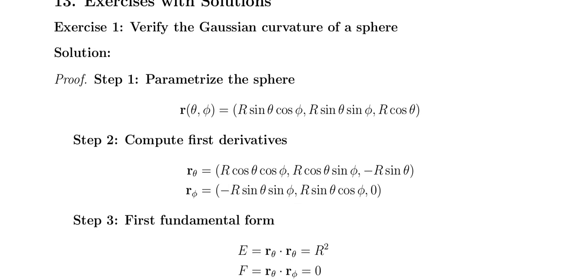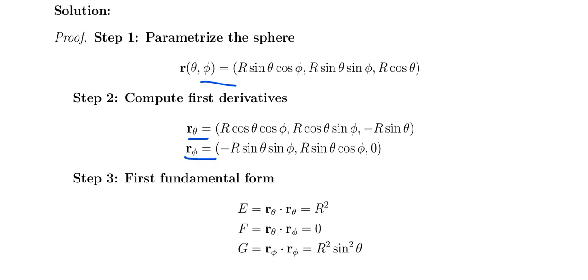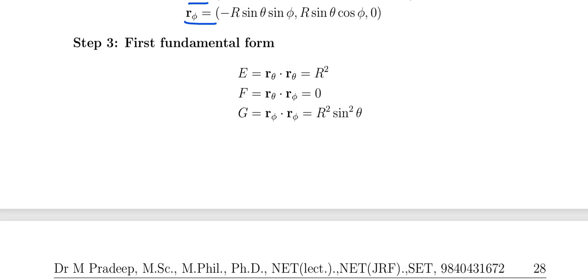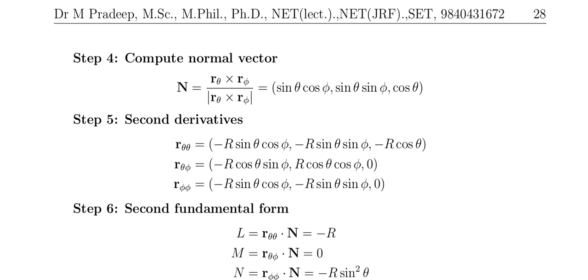Verify the Gaussian curvature of the sphere. So we know its parametric form; differentiate with respect to theta and then with respect to phi. And what is the first fundamental form? That is E, F, G. E is r theta dot r theta, and G is r phi dot r phi. Very simple, we have taken E, F, G. Then we can find the normal vector, that is r theta cross r phi divided by the modulus of r theta cross r phi, and we get this.